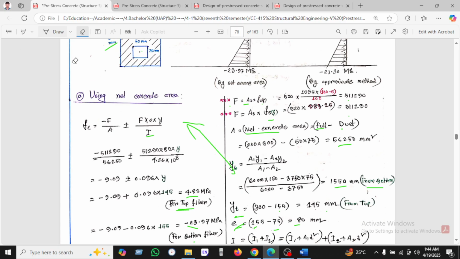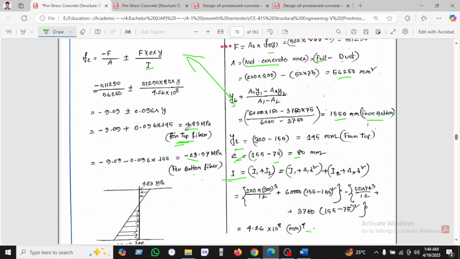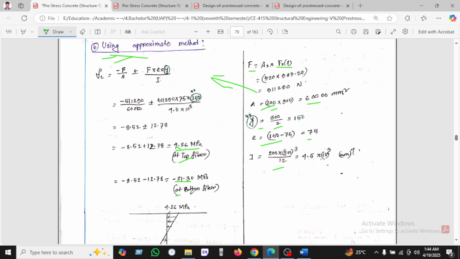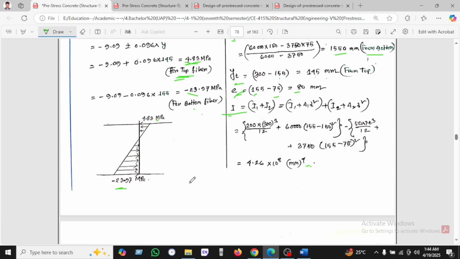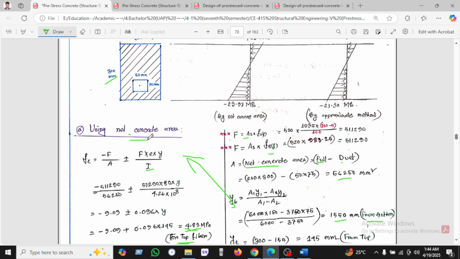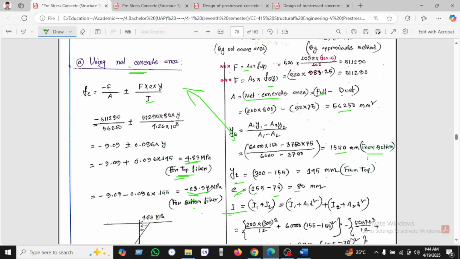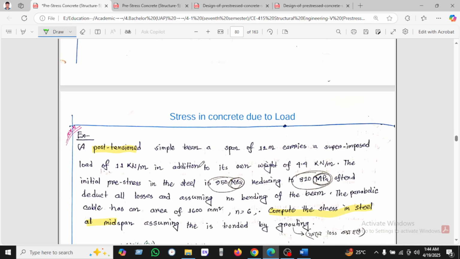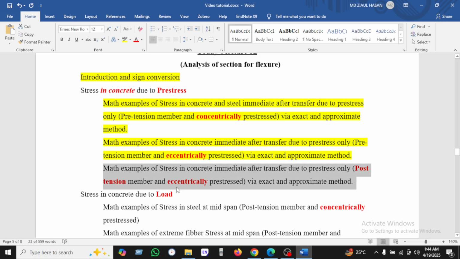By the exact method using the net concrete method, the top fiber will be 4.83, but here we found 4.26 for the approximate method. For the bottom we found 21.30 by the approximate method, but by the net concrete method we found 23.9, which is very close, so there is no problem at all. Okay, so these are the results.